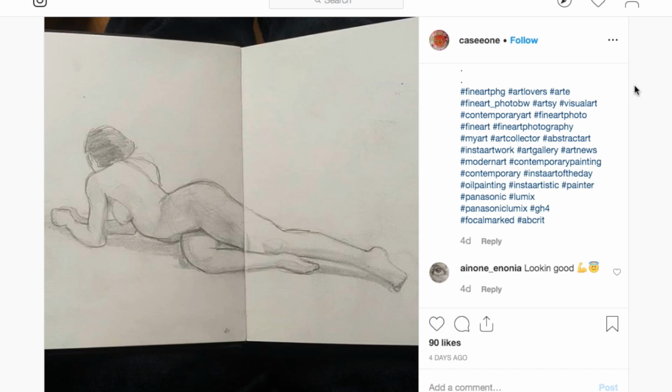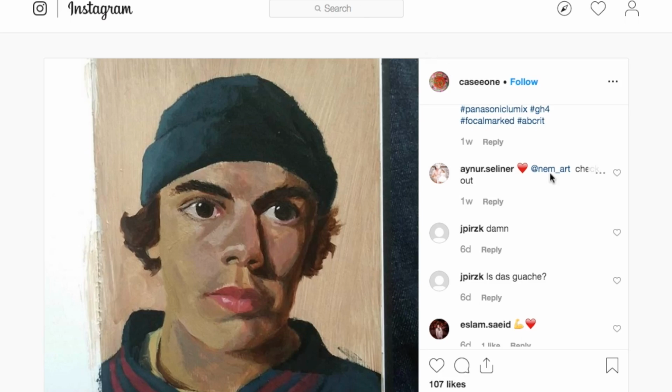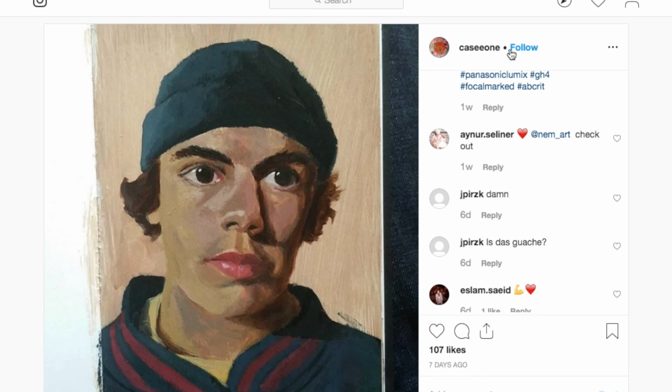Now I want to start off with this nude model drawing from Caseeone. I don't want to actually critique the lady. I don't want to critique any of that. Why? Because I know he's well on his way to amazing work. Look at this. This is a beautiful portrait done by Case. He's fine. He doesn't need my help practicing that. All he needs is some practice and time, and he'll be fine with that.